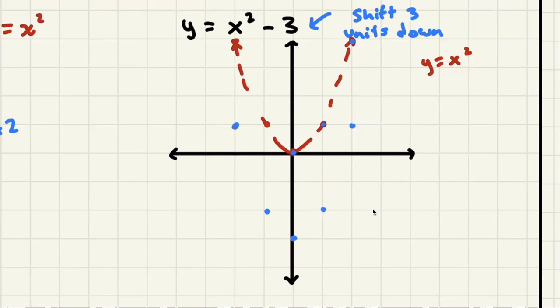Nope, I don't like the way that came out. All right. Right, guys? That's what it should look like. And yeah, that's basically vertical shifts.